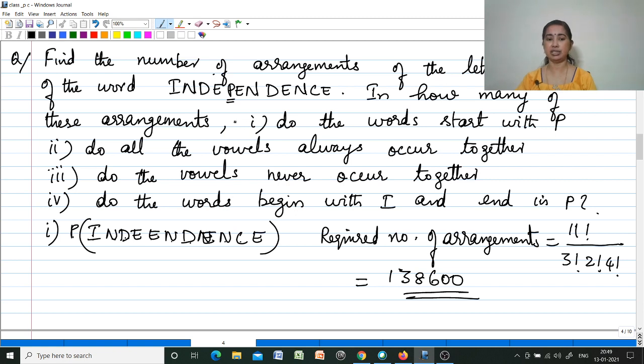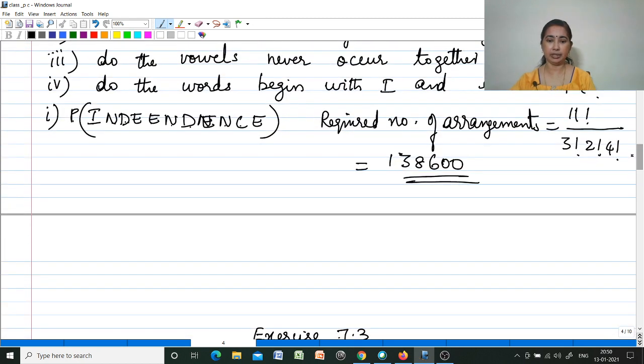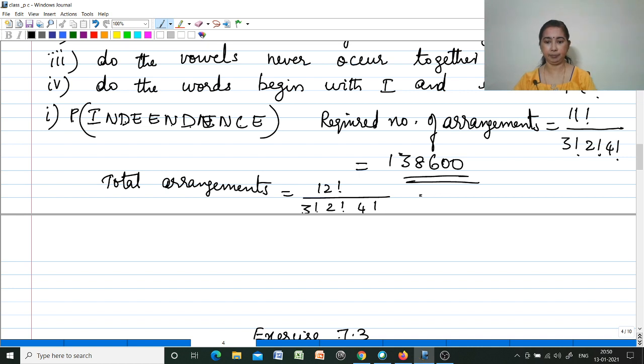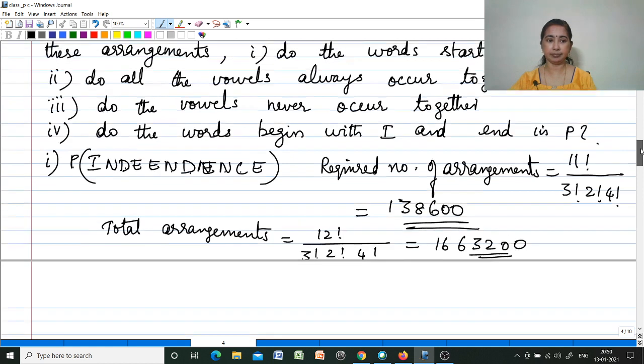So the only difference is 12 factorial by 3 factorial into 2 factorial into 4 factorial. So that's the total arrangement. So that also you have to write here: total arrangement is equal to 12 factorial by 3 factorial into 2 factorial into 4 factorial. Simplifying this, we will get 1663200.